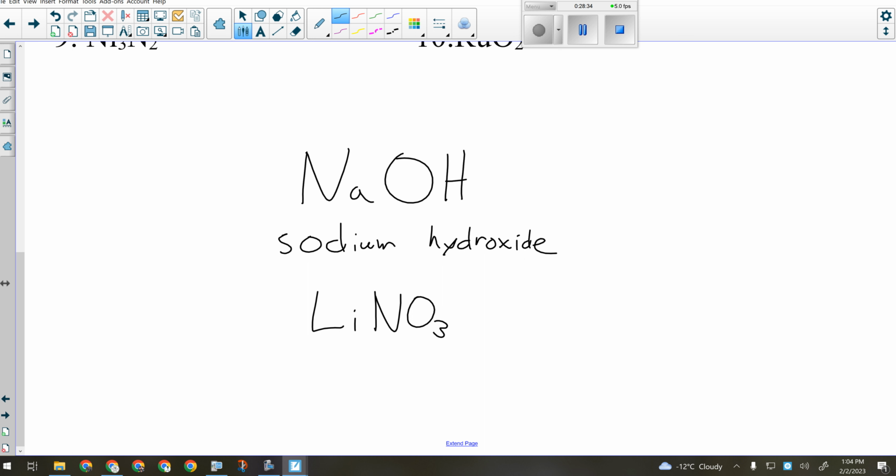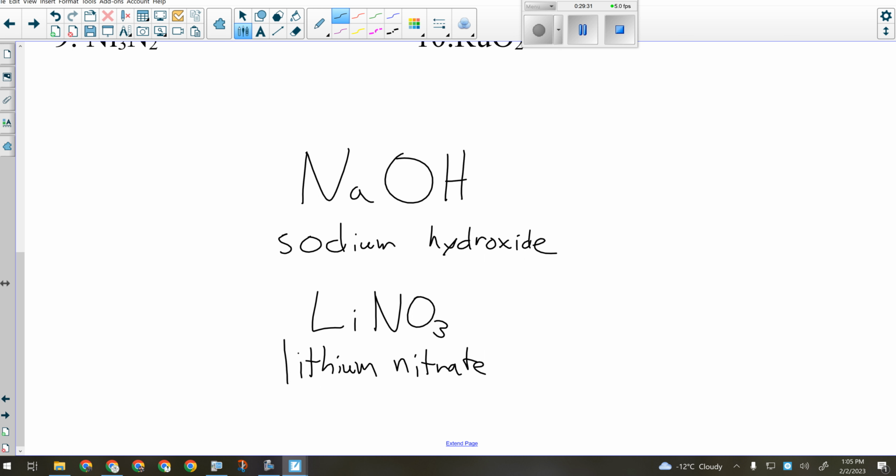What would that stuff be? Nitrate. NO3 is nitrate. So the only thing that changes for these is we don't make them end in -ide, because then they would be confusing, because this would be lithium nitride, but that's not what this looks like. This has got a polyatomic ion. We do not change the endings of the polyatomic ions. We just write them exactly as they appear in the table, and that's it.